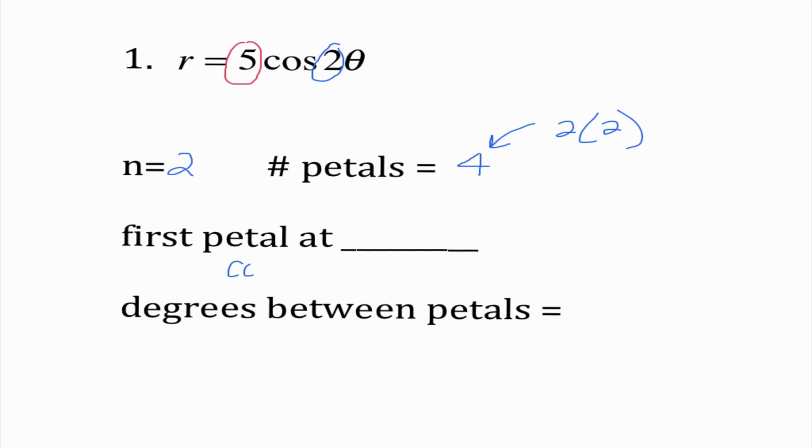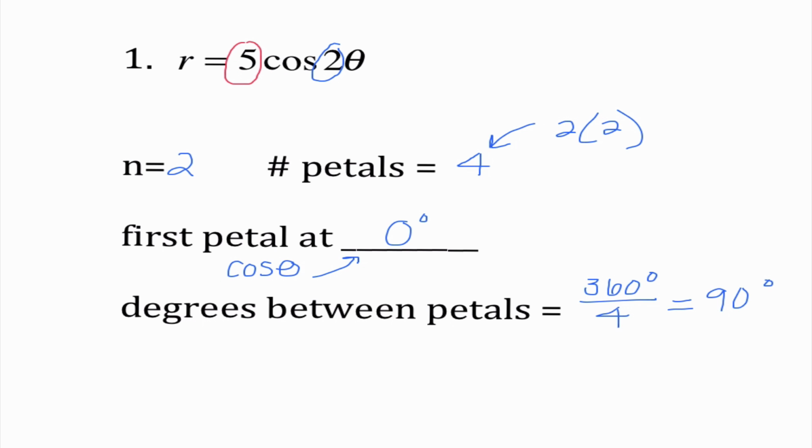Since this is a cosine graph, our first petal is going to be at 0 degrees. And our degrees between petals are going to be 360 divided by the number of petals, which would give us 90 degrees.